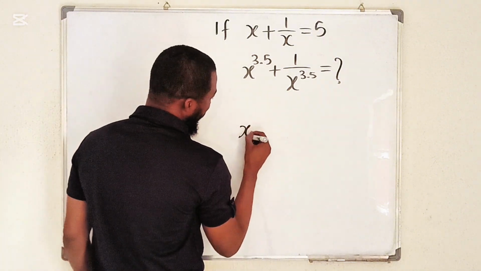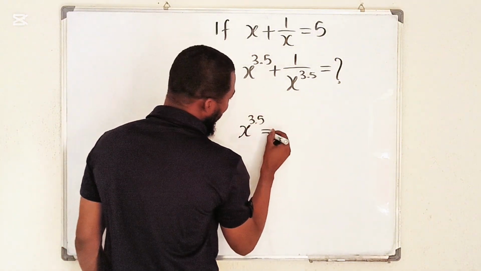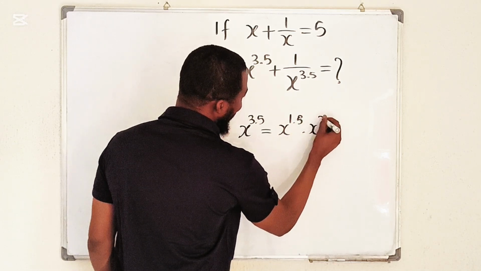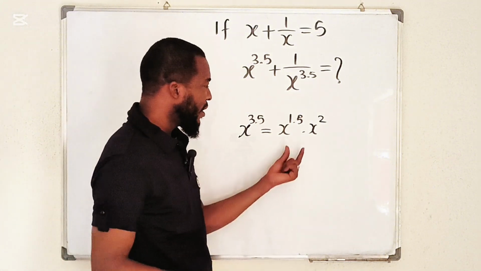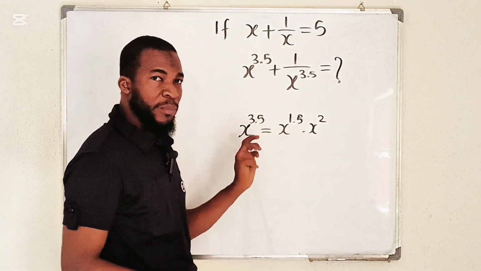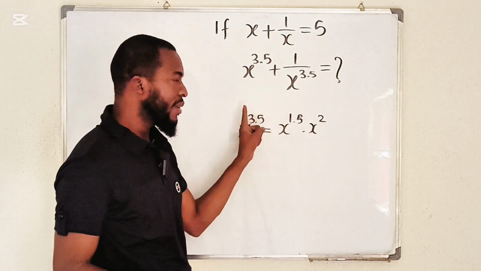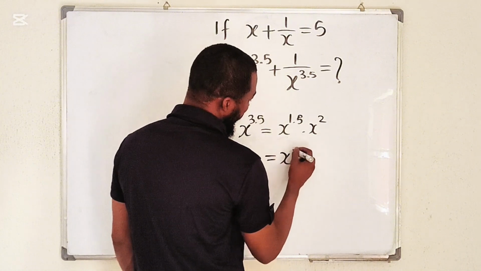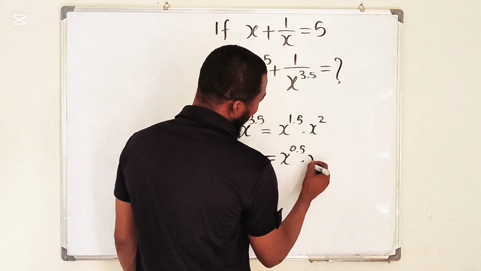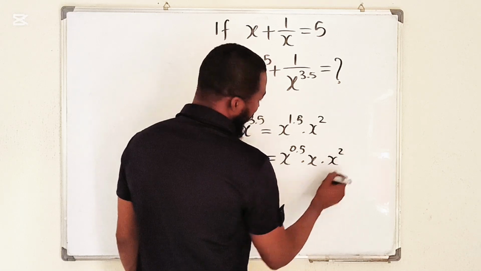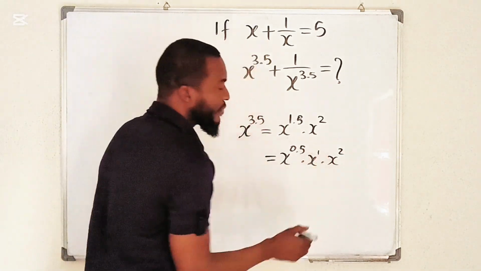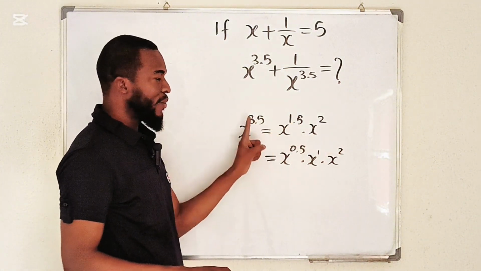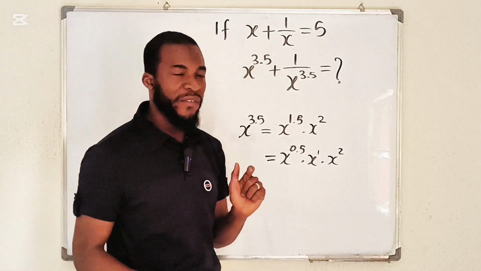I know that x raised to the power of 3.5 can be written as x raised to the power of 1.5 times x raised to the power of 2, according to one of the laws of indices. Once you multiply the same bases, you take a base, you add the exponents. 1.5 plus 2 will give us 3.5. And this can also be broken down into x raised to the power of 0.5 times x. Then we still have x squared here. You know, x is simply the same thing as x raised to the power of 1. Once you multiply, you get 1.5 back. Together with this, you get x raised to the power of 3.5.